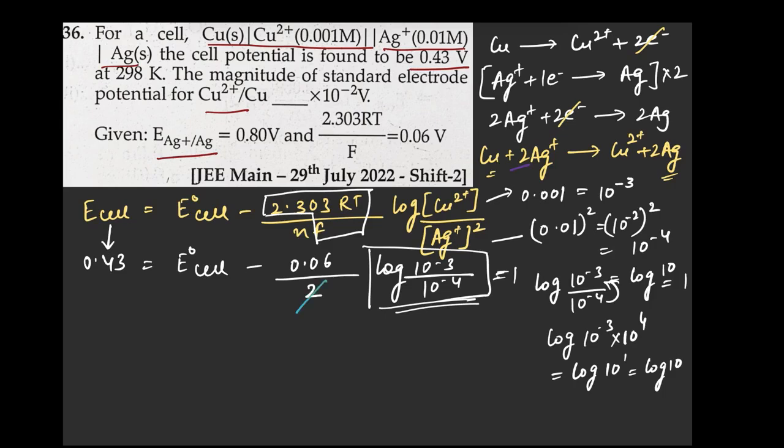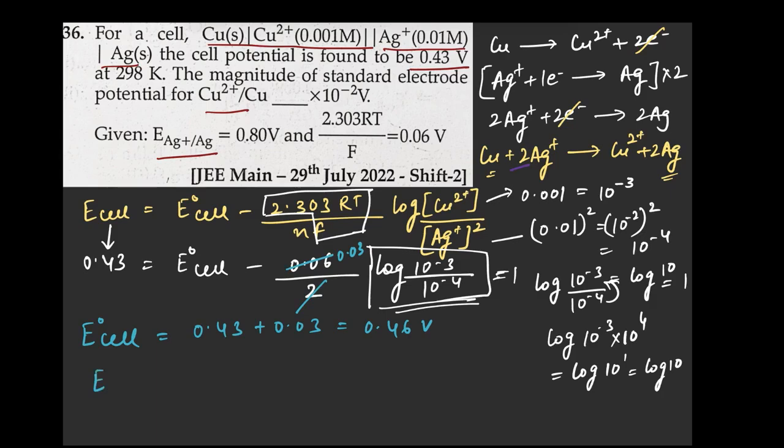0.06 divided by 2 will be 2 ones are 2 and this is 0.03. Solving this equation, E naught cell can be written as 0.43 plus 0.03, which is equal to 0.46 volt. And what is the value of E naught cell? E naught cell is E cathode minus E anode. What is the cathode here? Cathode is the silver electrode, and a reduction potential value for cathode is given as 0.80 volt.